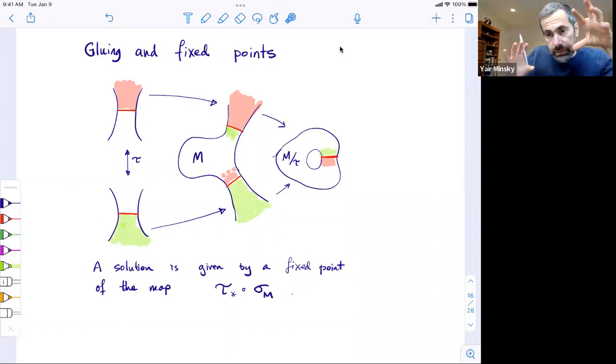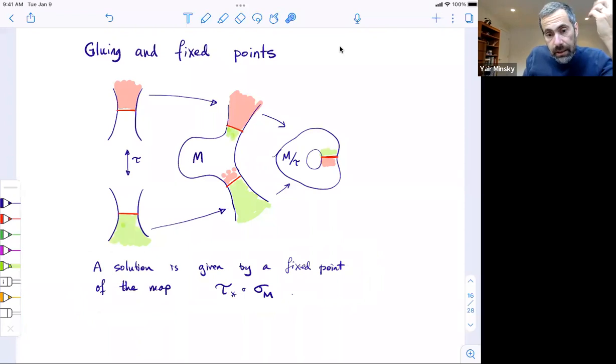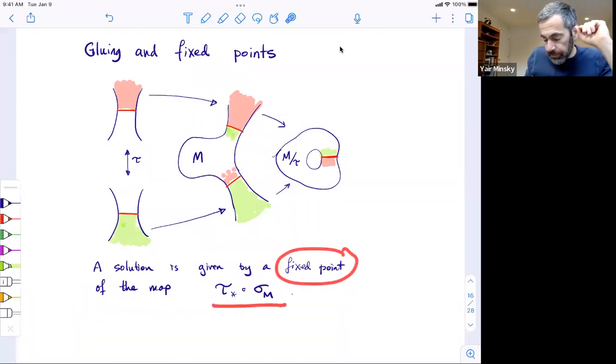So if you put this all together and don't blink too much, you will see that what I'm saying is this. If I have a solution, then it corresponds to a fixed point in the Teichmüller space of this map. I had to find data so that the boundary of M has, in this case, two copies of the surface in it. So it's two Teichmüller spaces.